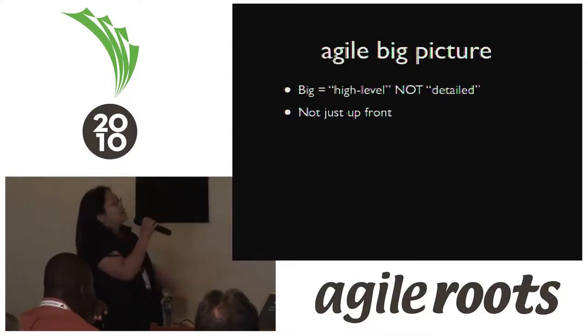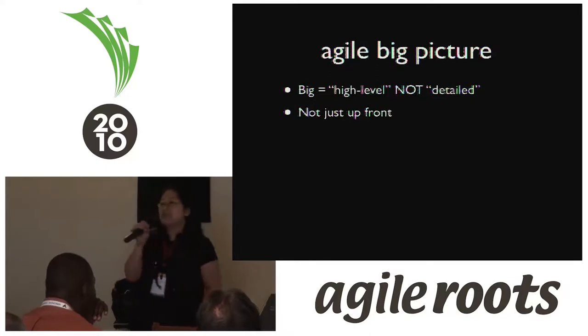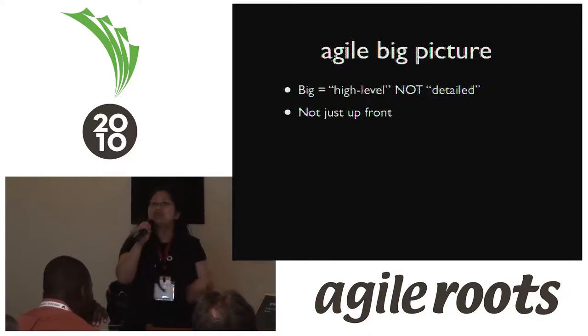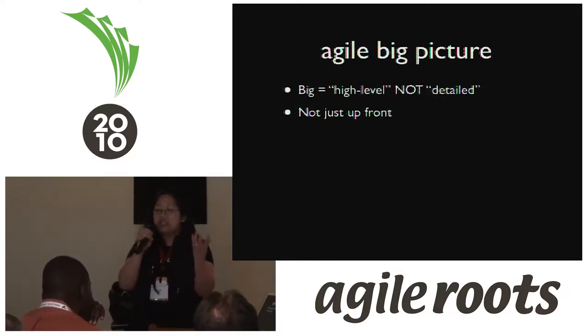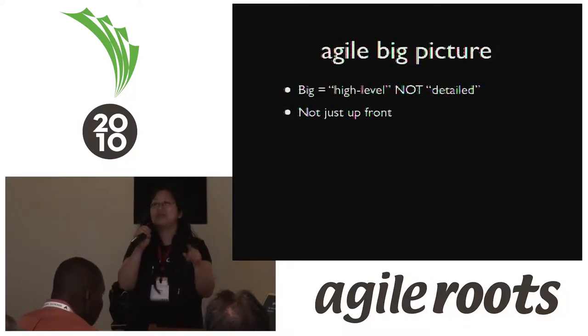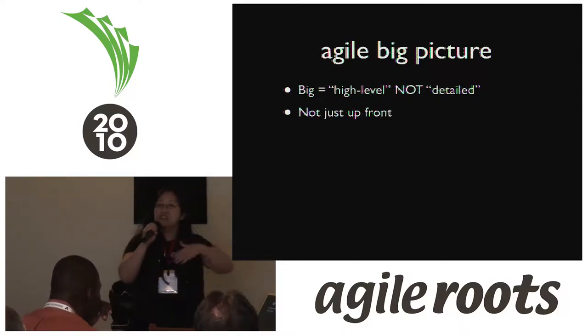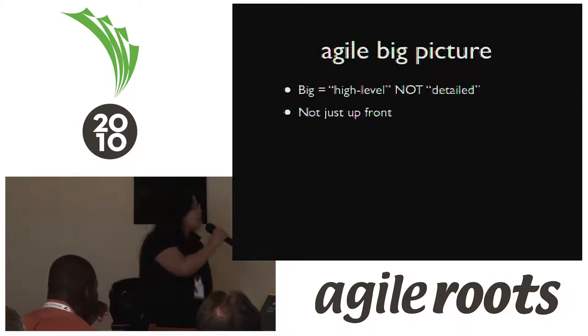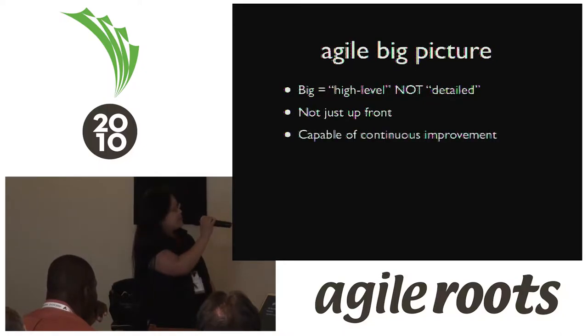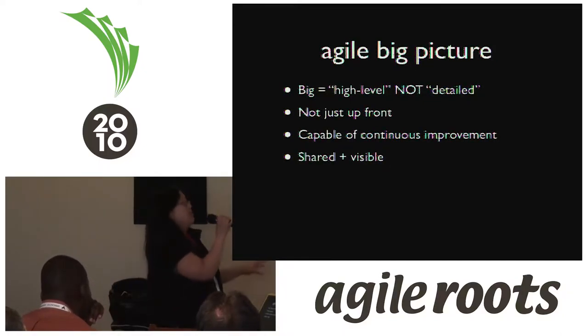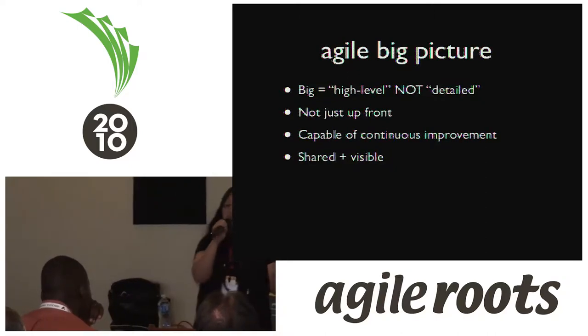And an agile big picture is not just up front. It is continuous gathering, or continuous validation. That's a better word. It's continuous validation of your big picture assumptions as you're going through the course of your product. And this is so huge. It's shared and it's visible.